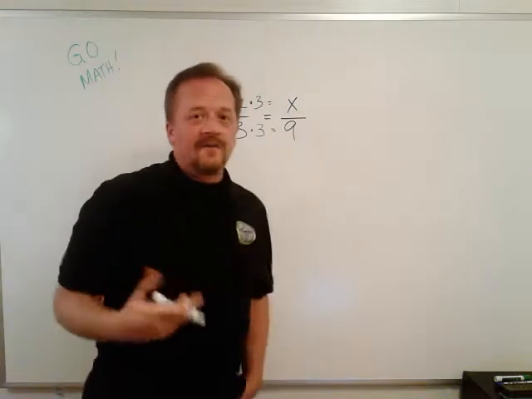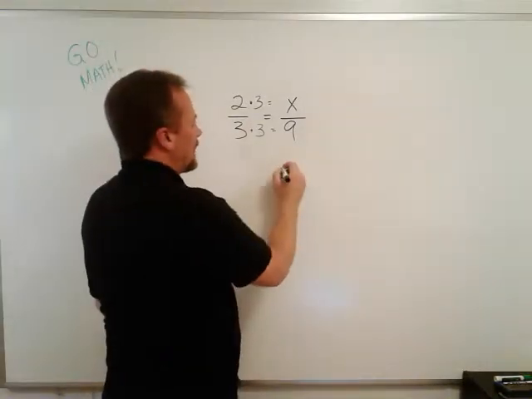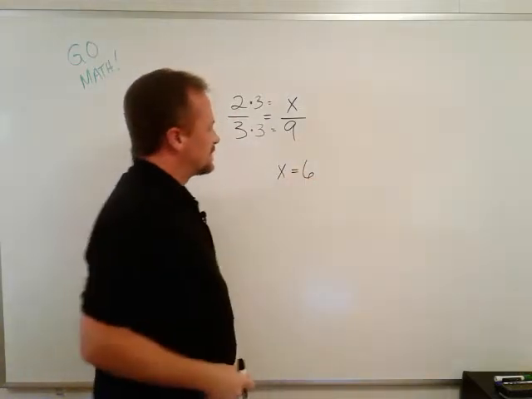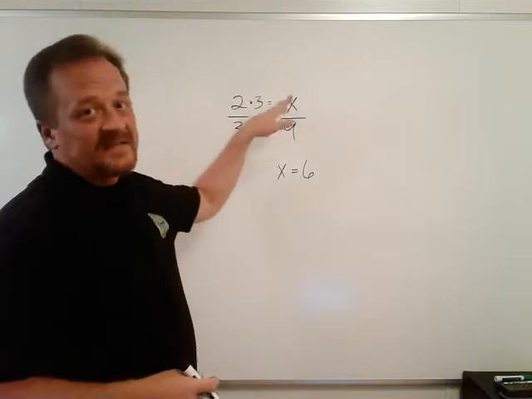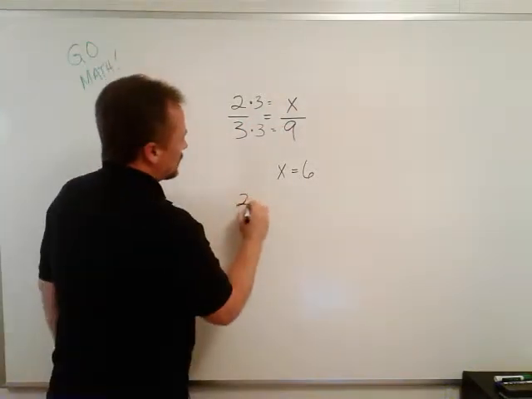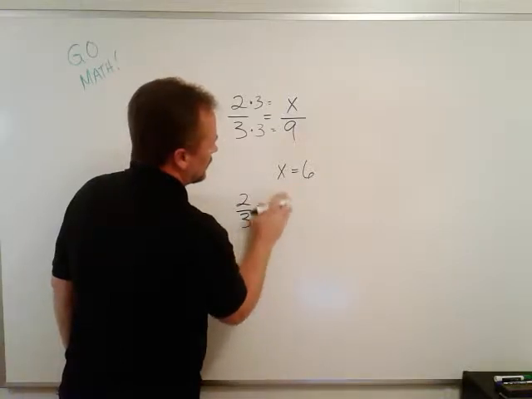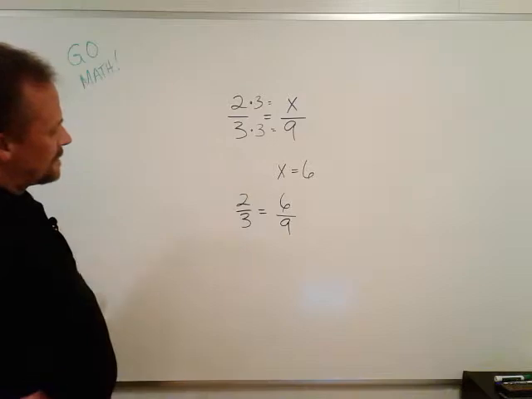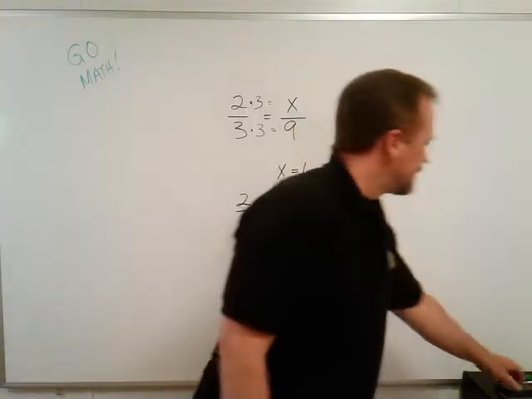That's a strict rule. So, can we figure out what the value of x is right now? Sure we can. x turns out to be 2 times 3, which is 6. So if I were to rewrite this whole proportion so that it's not missing any values, it would look like this. Ta-da! Good. Let's try another one.